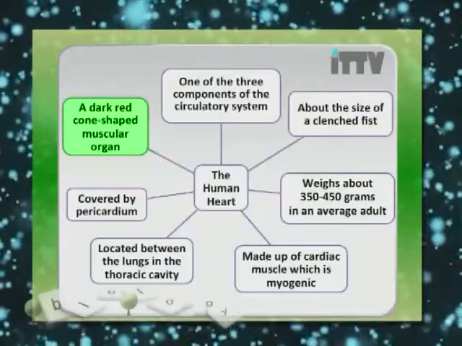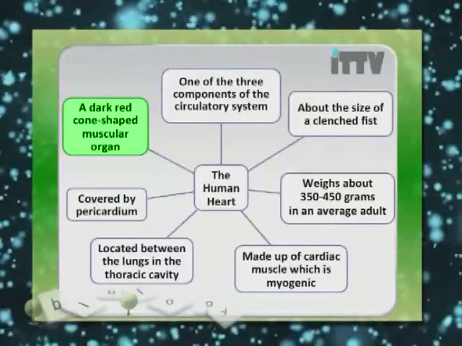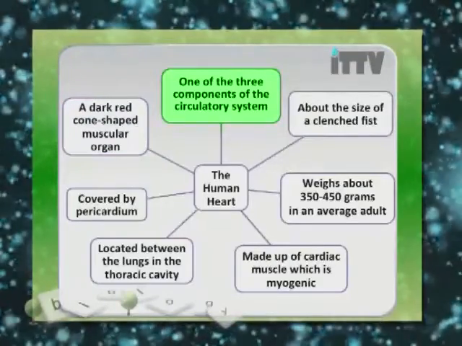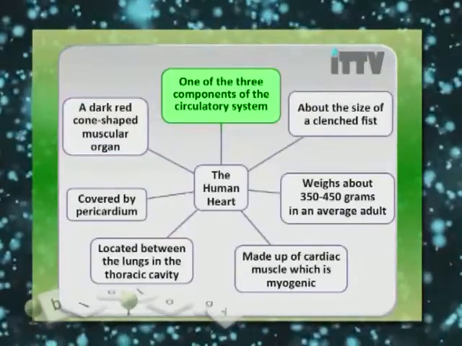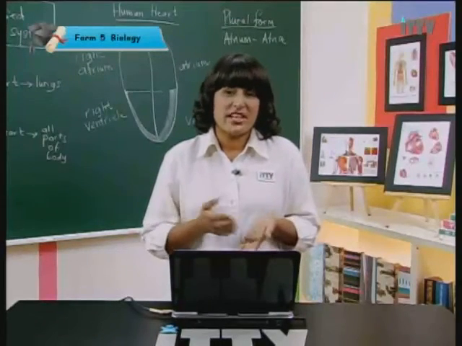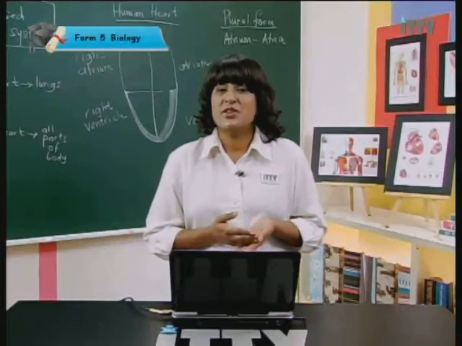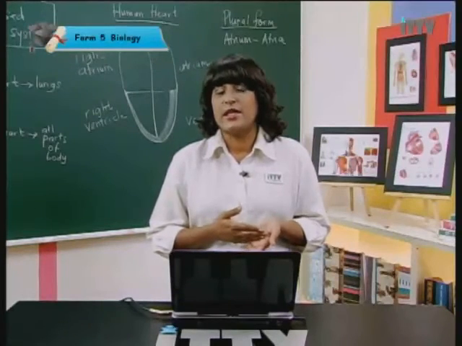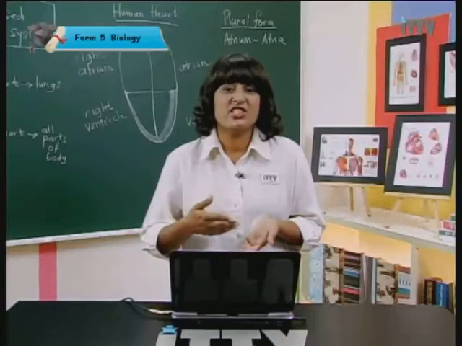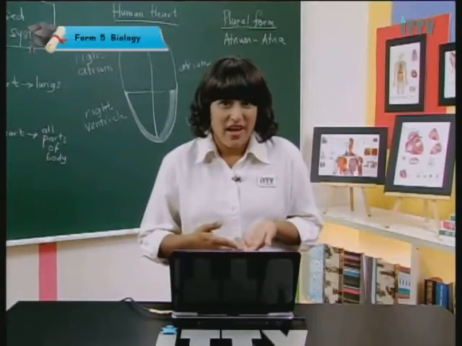The human heart is a dark red cone-shaped muscular organ, and it is one of the three components of the circulatory system. As we recall from our previous lessons, the components of the circulatory system are none other than the vessels, medium and the pump. And today we are touching on the pump, which is the human heart.